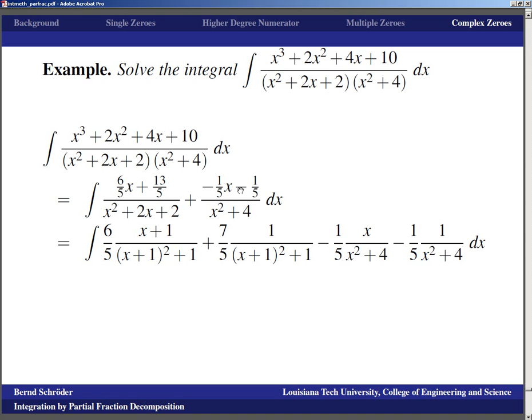There's a 1/5 here. I pull the negative 1/5 out front, and I just have an x over x squared plus 4 here. And I've got a 1 over x squared plus 4 here. We know how to handle those.